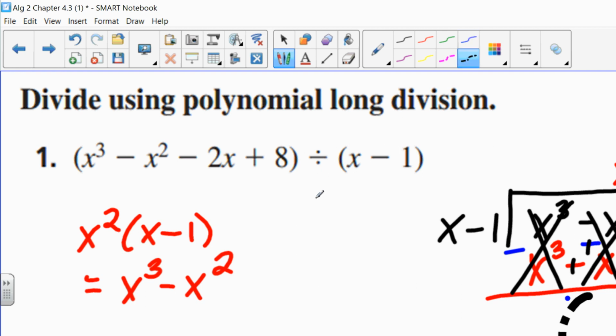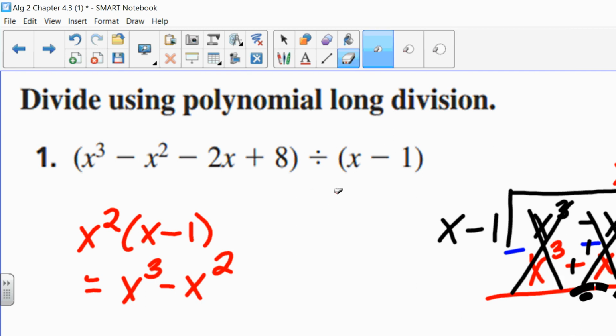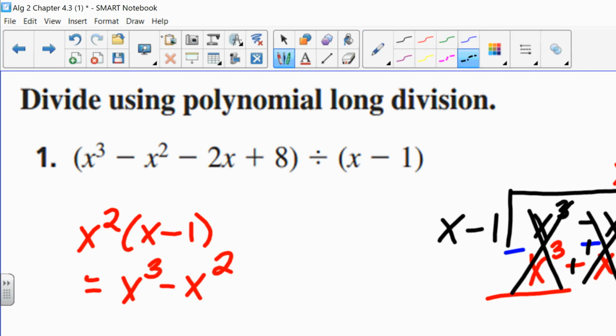We could put this here, I'll put dashed, the term here that it's 0x squared, which would have just put a 0. We don't have to do that. Because it canceled out, we can say that it is gone. So all I need to do is just bring down the next term. We're just going to bring them both down because we need at least 2. Okay. Let's look at our next step.